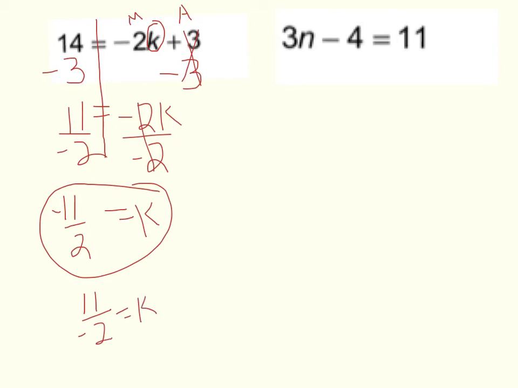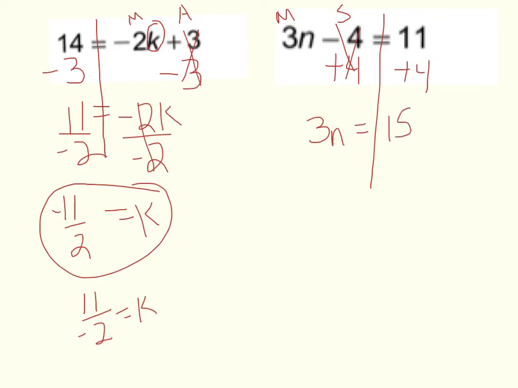All right, next one. All right, the 4 is subtracting, the 3 is multiplication. So I need to add 4 to both sides. Those cancel, so I'm left with 3n equals 15. Right now I'll divide by 3 because that was multiplication, and n equals 5. Alright, we're going to do one more.